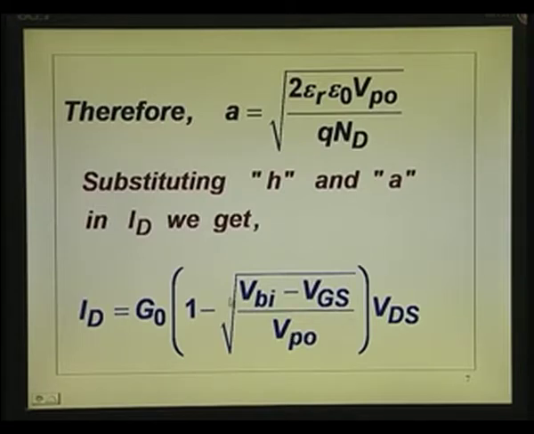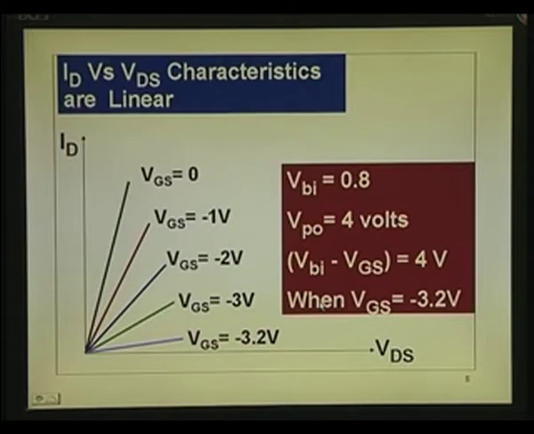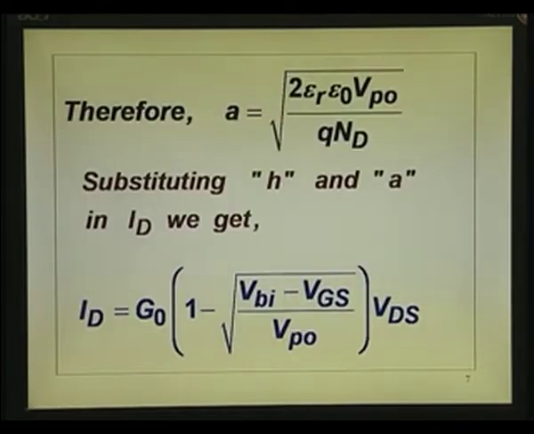Okay. Now, you can see here, these are linear characteristics for a given VGS. ID and VDS are linear for a given VGS. Go back to this, VGS equal to 0, it is 1 minus the square root of VBI by Vp 0, into VDS. Okay. If I increase the VGS reverse bias, it is VBI plus that reverse bias quantity.